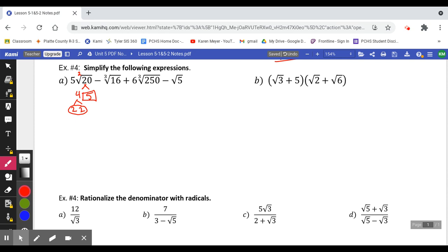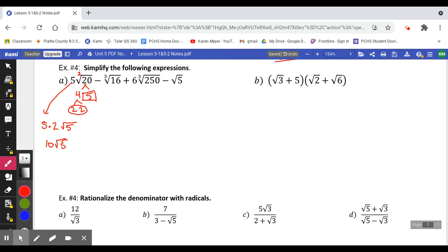Now remember, I already have a 5 on the outside. So keep that 5 on the outside. So just bring that down. And then we're going to multiply that by 2 because of my group. And then inside, I'm going to have a single 5. So that becomes 10 square root of 5.